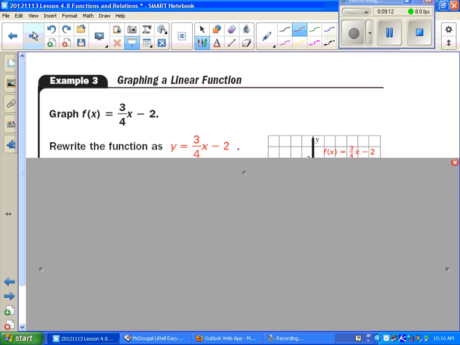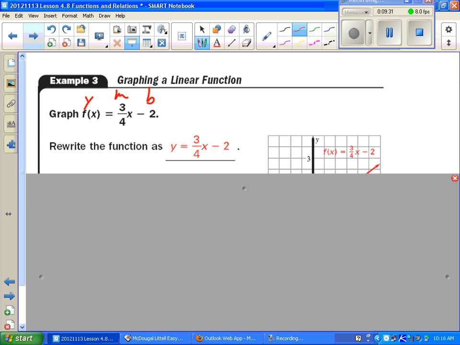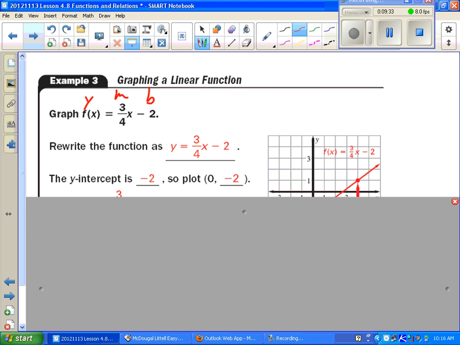Example number 3 is graphing a linear function. Graph f of x equals 3 over 4x minus 2. This is just like we did graphing with the y-intercept form, y equals mx plus b. This is still m. This is still b. This is just what we consider y right here, f of x. Notice it says to do that first. Rewrite it as y equals 3 over 4x minus 2.